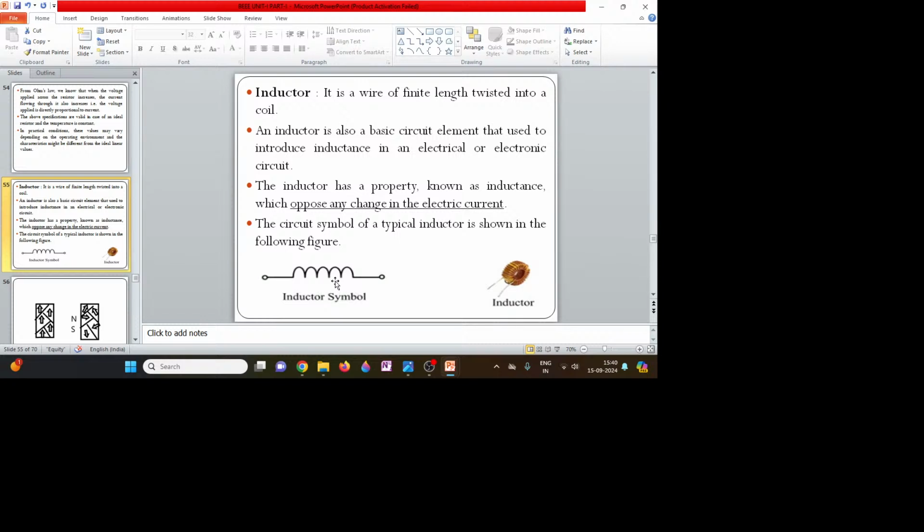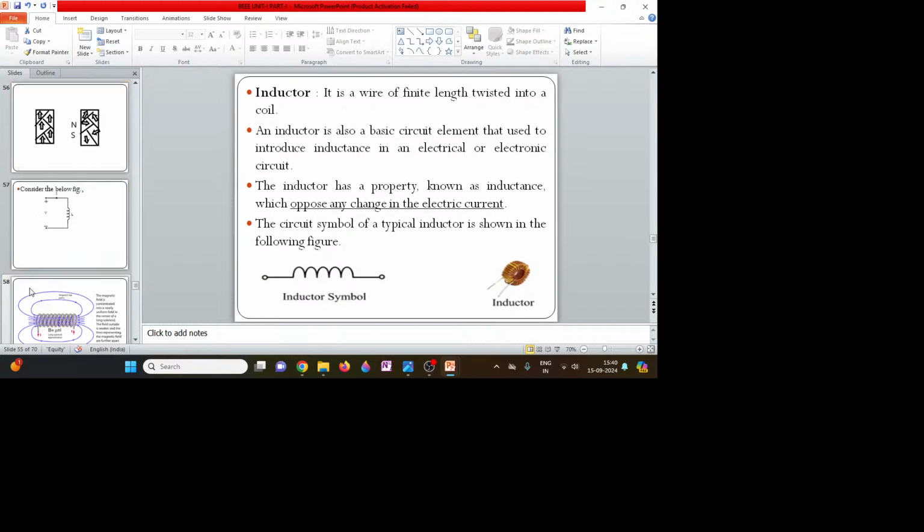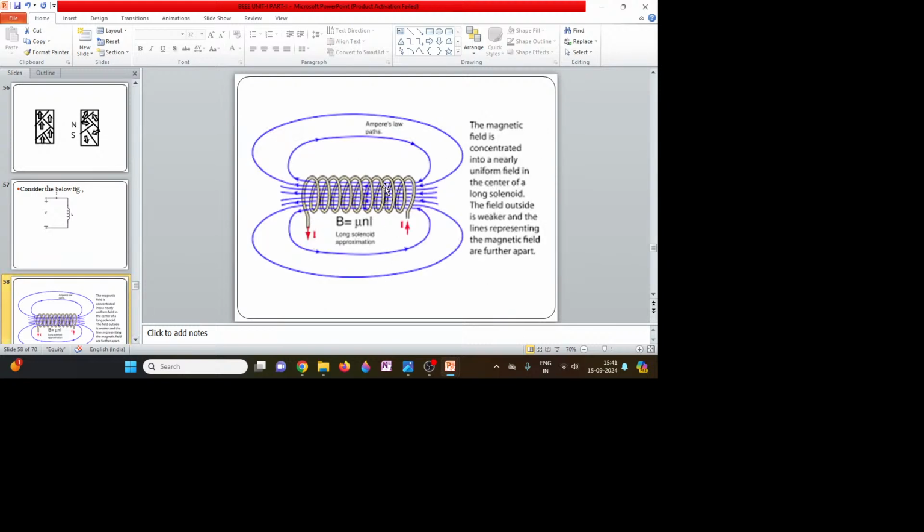It has been listed in the form of a coil here. You can see this is also a coil, and as I have already told you, this is also a coil.